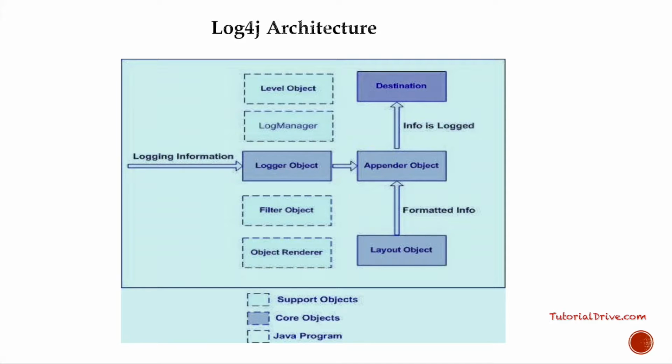So there are two types of objects available with Log4j framework. One is core objects and the next is support objects. The core objects are mandatory objects of the framework. They are required to use the framework. Whereas support objects, these are optional objects and they support core objects to perform additional but important tasks.